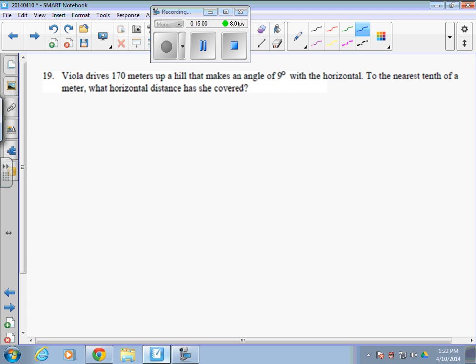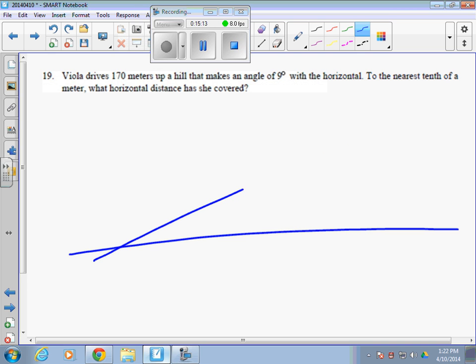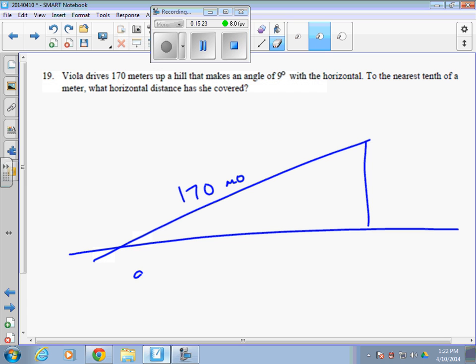Number 19 says Viola drives 170 meters up a hill. That makes an angle of 9 degrees with the horizontal. To the nearest tenth of a meter, what horizontal distance has she covered? So she goes 170 meters up a hill. It says this angle right here is 9 degrees, not 90 degrees, 9 degrees. So to the nearest tenth, what horizontal distance has she covered? This one right here we're looking for.